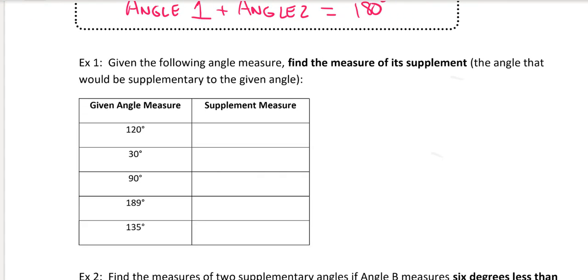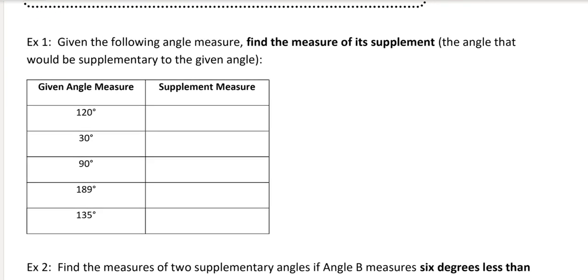So first we'll take a look at this chart here that's got several different examples. Go ahead and read it to yourself while I read it aloud. Given the following angle measure, find the measure of its supplement, the angle that would be supplementary to the given angle. So when I look at my given angle and I want a supplementary measure, those two angles, the given angle and the supplement, have got to add up to 180 degrees.